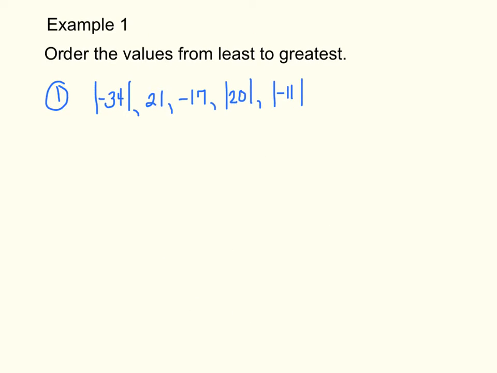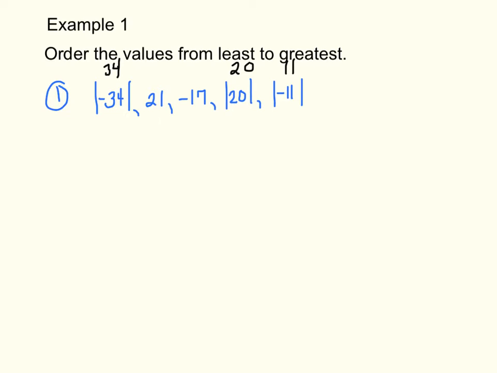Example number 1. Order the values from least to greatest. Now in number 1, we have the absolute value of -34, 21, -17, the absolute value of 20, and the absolute value of -11. Well, the absolute value represents distance from 0. So we know that the absolute value of -34 is positive 34. The absolute value of 20 is 20, and the absolute value of -11 is 11.